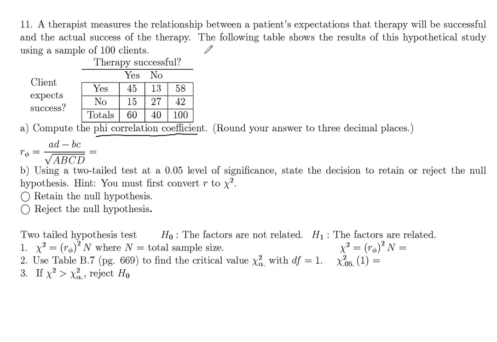In this example, we've got a therapist, and they're looking to see if there's a relationship between patient expectations that therapy will be successful, and the actual success of the therapy. Here's a table that lays out the variables. The client expectations could be yes, therapy will be successful, or no, it's not. Then I got a total row on the bottom. Up on top is, was the therapy successful? Yes or no? And then we've got column totals, and a row total on the bottom. So row totals here, column totals down here.